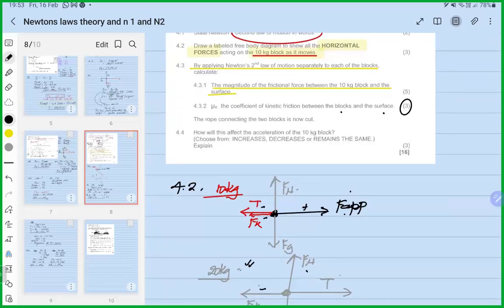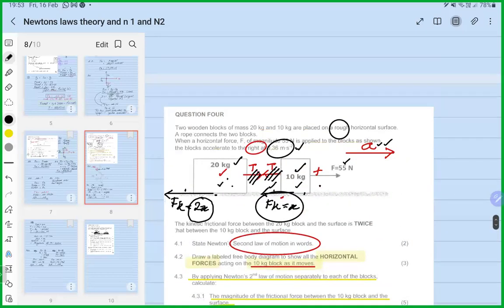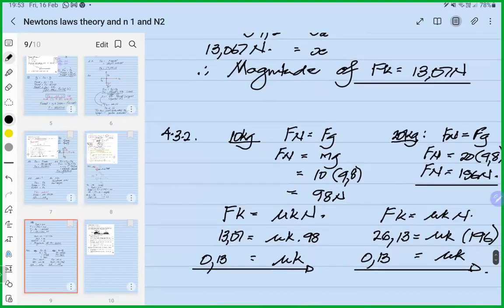How will this affect the acceleration of the 10 kilogram block? Well, we just said it. The 10 kilogram block will now experience a larger net force because there won't be any tension. Therefore, it'll have a larger acceleration. So the acceleration will increase.